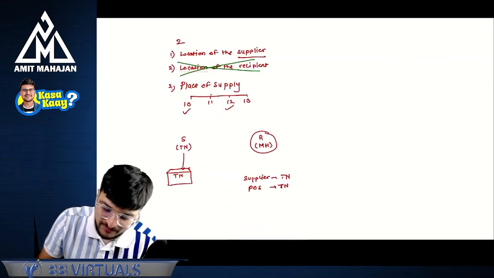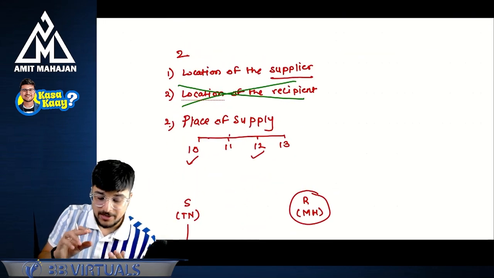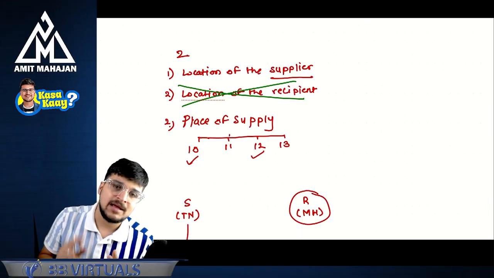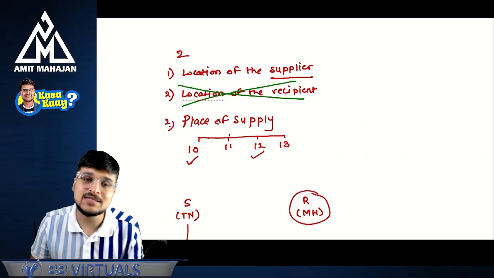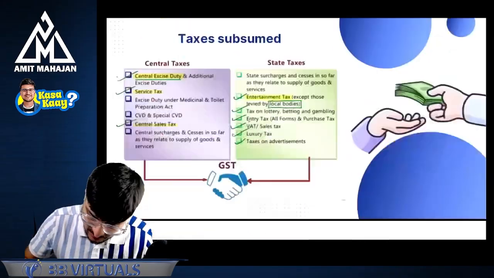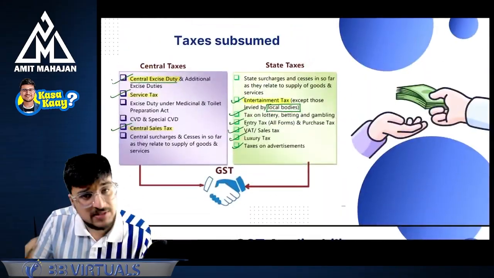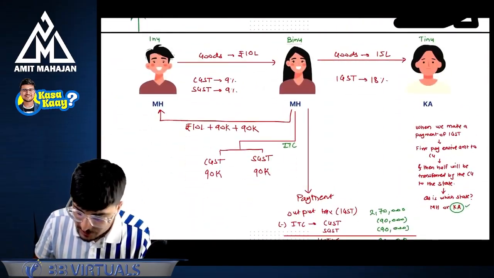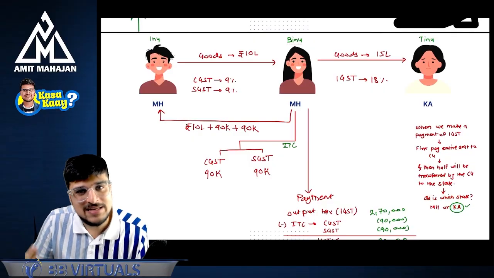Perfect. How to identify interstate, intrastate? Location of the supplier and place of supply. If they are in the same state, this is intrastate. If they are in different states, this is interstate. Okay. Now we did not discuss this. We discussed this: which taxes are subsumed. Then we saw which state gets the destination based tax.